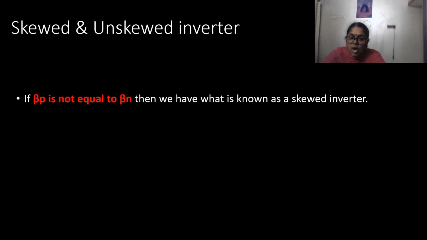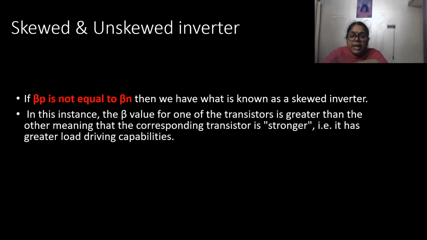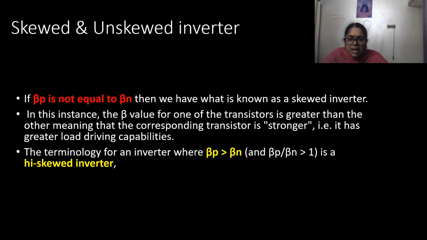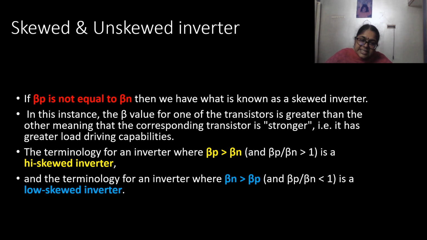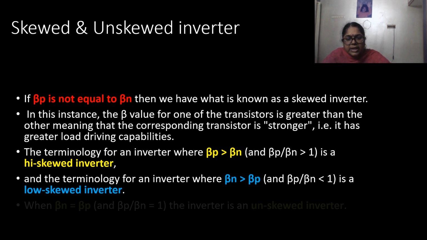But when beta P is not equal to beta N, then we call it a skewed inverter. Now in this instance, the beta value for one of the transistors would be greater than the other. That means the transistor which has the larger beta value will become stronger, and it will have greater load driving capabilities. So when beta P is greater than beta N, then beta P by beta N will be greater than 1, and we call it a high skewed inverter. Whereas if beta N is greater than beta P, then beta P by beta N will be less than 1, and we call it a low skewed inverter.